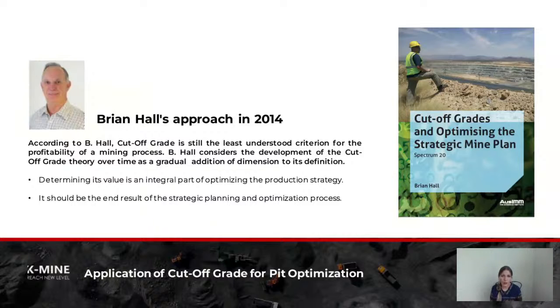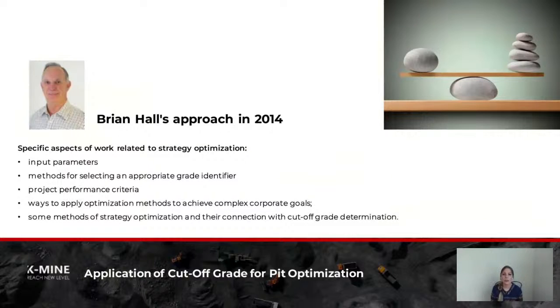And when it comes to Hall, he paid attention to specific aspects of work related to strategy optimization. First, it's the input parameters that are necessary to evaluate the full optimization strategy. Also, attention is focused on methods for selecting the appropriate grade identifier. For example, the value that is assigned to each block of rock to describe its value relative to other blocks, like in actual metal grades, metal equivalents, or money equivalents.